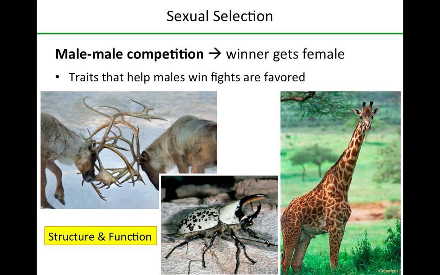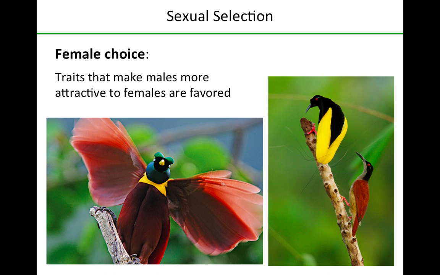So here, all of the structures that are favored by sexual selection are serving the function of either male-male competition, where the structures are always going to be traits that help males win fights. Okay, so when we're talking about female choice, these traits are going to be different. Females are making choices based on a number of cues, but in these examples, the males aren't fighting with other males. They're just trying to court and woo females and persuade the female to choose them to mate with.